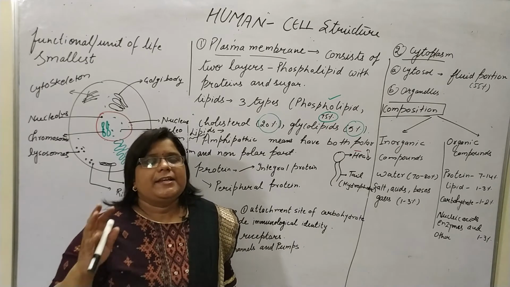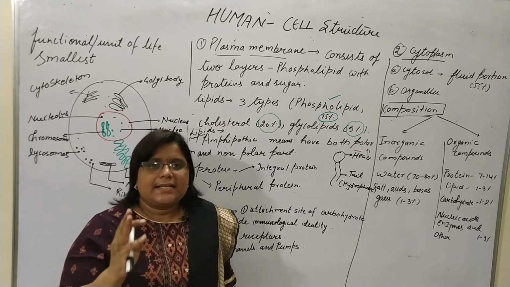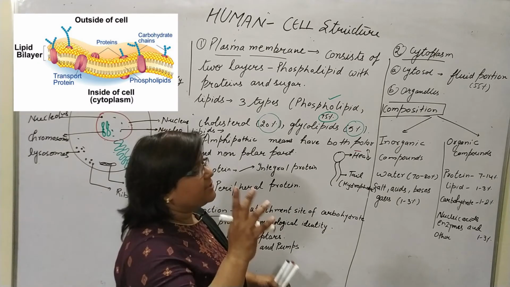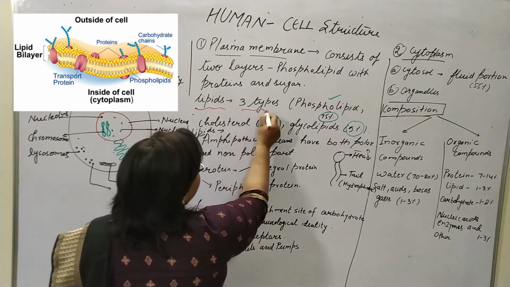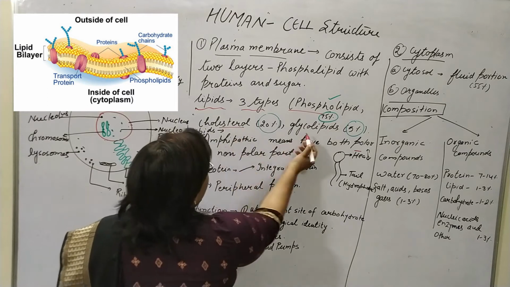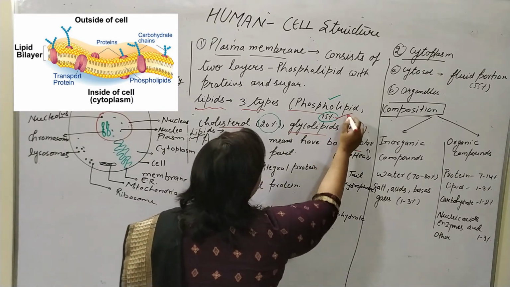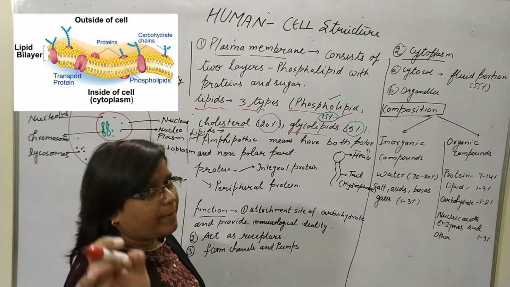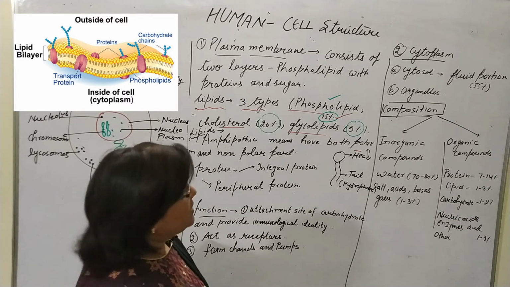It is made up of mainly three things: lipid, carbohydrate, and protein. Lipid is mainly present in three types: phospholipid, cholesterol and glycolipid. Phospholipid is present at 75%, meaning the lipid which is mainly present is phospholipid, cholesterol is 20% and glycolipid is 5%.